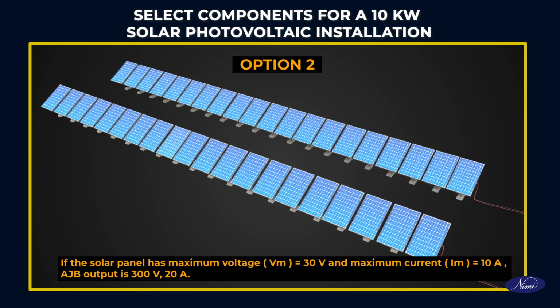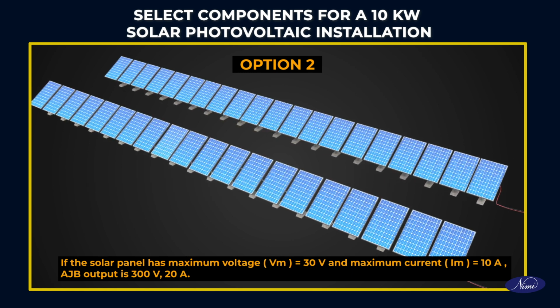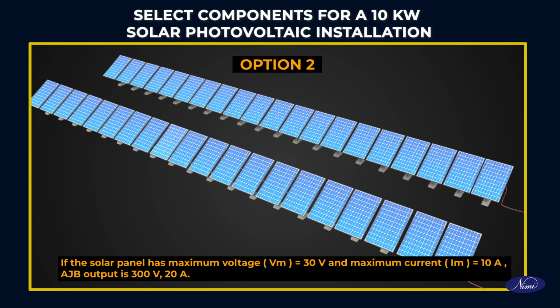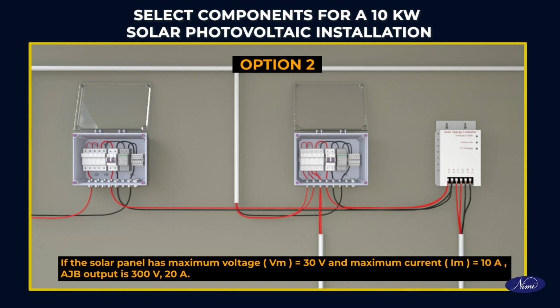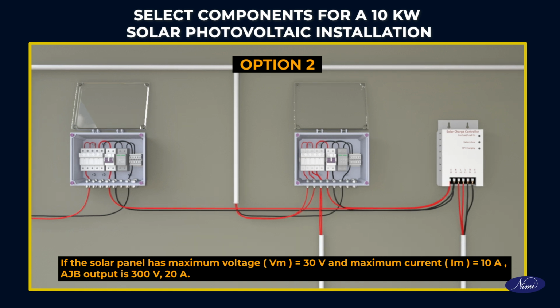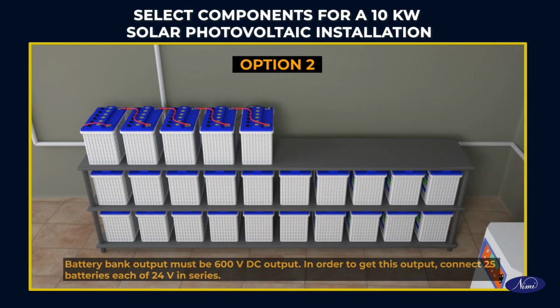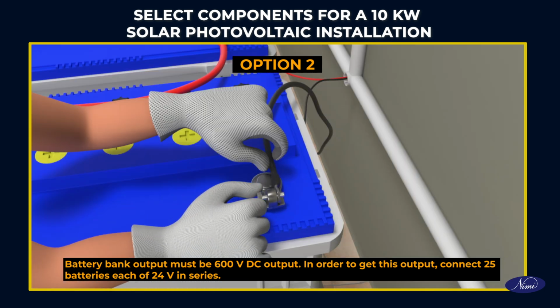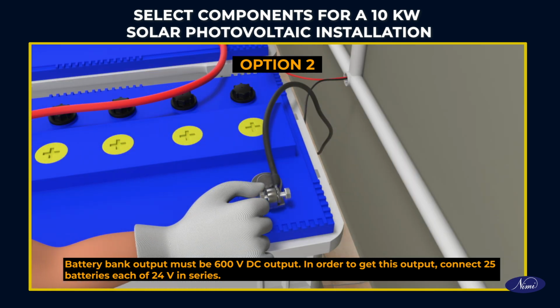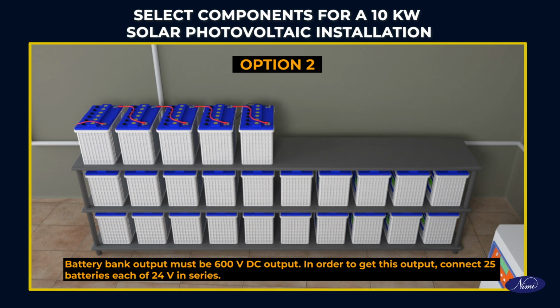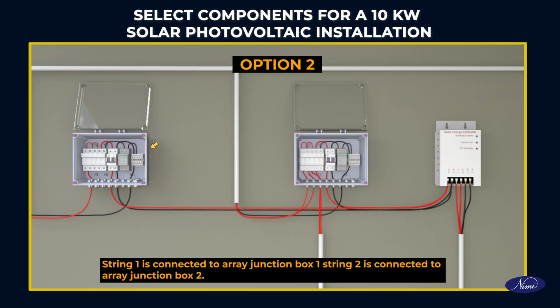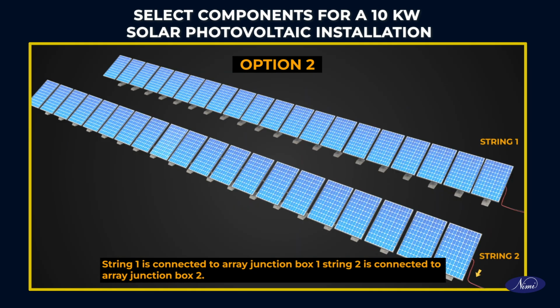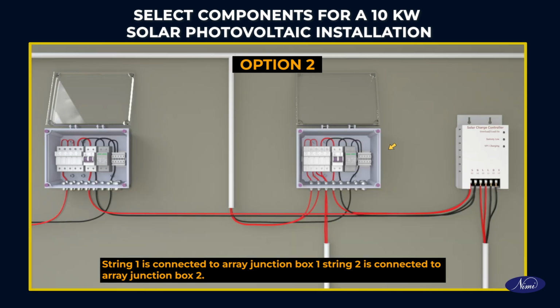If the solar panel has maximum voltage Vm equal to 30 volts and maximum current Im equal to 10 amperes, array junction box output is 300 volts 20 amperes. Battery bank output must be 600 volts DC output. In order to get this output, connect 25 batteries each of 24 volts in series. String 1 is connected to array junction box 1 and string 2 is connected to array junction box 2.